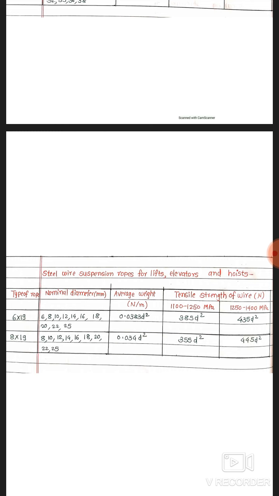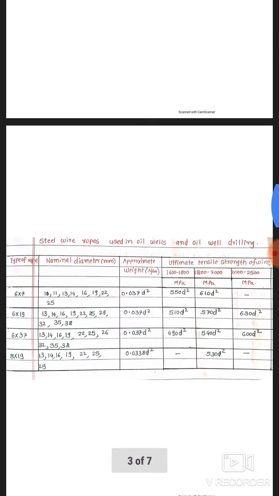If the type of rope is 8 by 19, the nominal diameters become 8, 10, 12, 14, 16, 18, 20, 22, 25. The average weight is 0.034 d square, in Newton per meter. Tensile strength of wire for 1100 to 1250 MPa becomes 355 d square. For 1250 to 1400 MPa, the tensile strength is 445 d square.